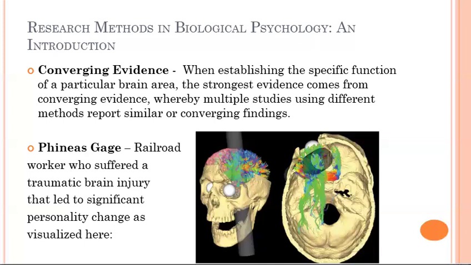In this portion of our lecture, we're going to cover some of the major research methods in biopsychology, psychobio, biological psychology, however you want to refer to it, and how the methods converge to help us understand how the 3-pound human brain gives rise to our thoughts, actions, perceptions, feelings, and emotions.